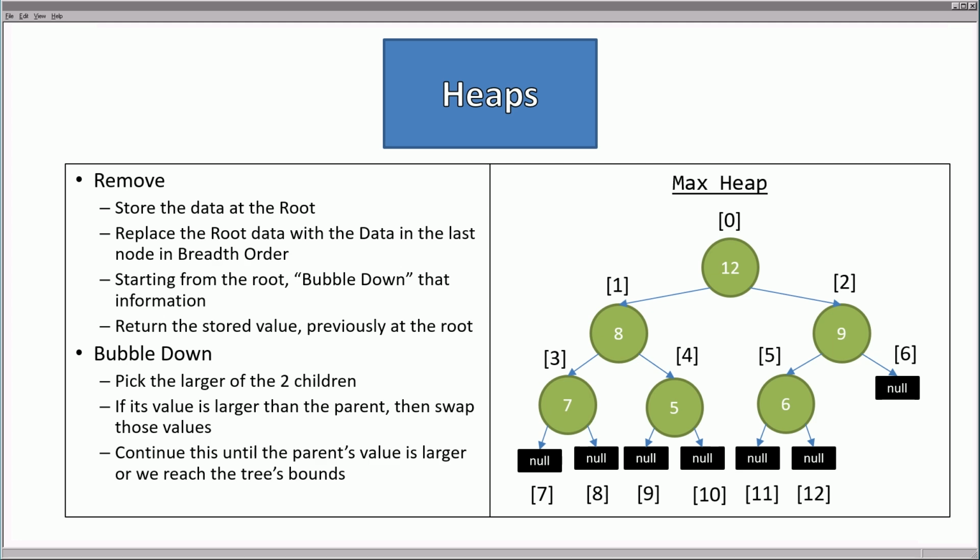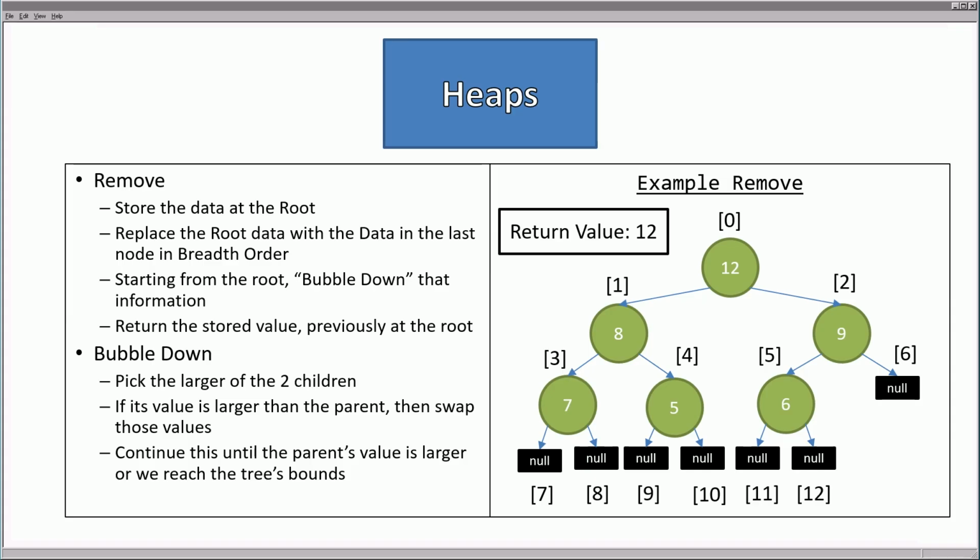Now we continue this process until the parent's value is larger than any of the children, or we have reached the bound of the tree. Let's see an example of remove. So of course we have to store the value that's found at the root, and that is 12.